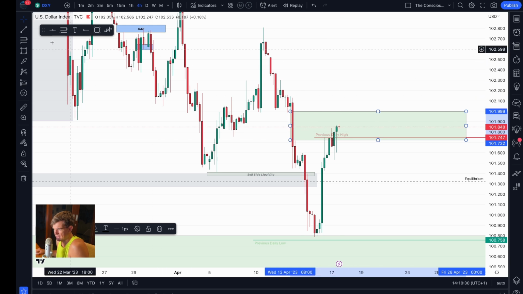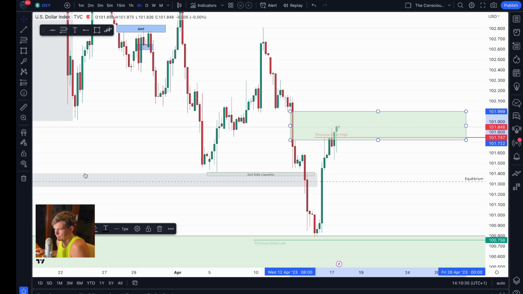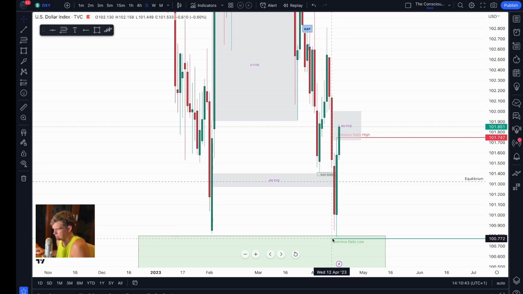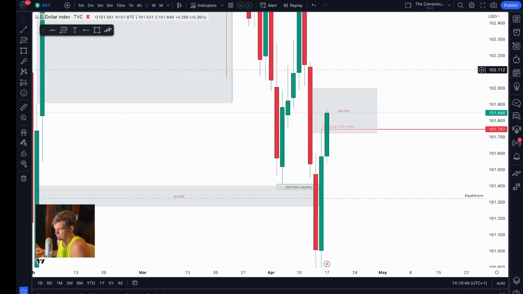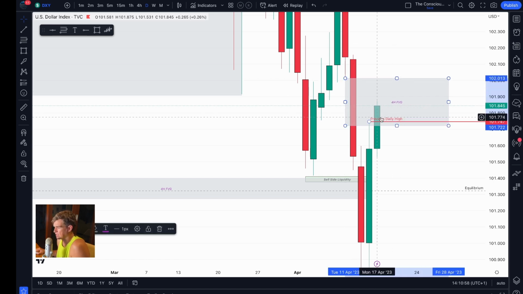Could this, which is now targeted, this fair value gap on the 4 hour, it's in the fair value gap. If we go on the daily, just to adjust the previous daily high, that's fine. This looks a bit off. Okay, so we're in extreme range, premium range. We're hitting fair value on this area. This is actually a daily fair value, which will link it to that. So it's in the 50% level of that fair value.